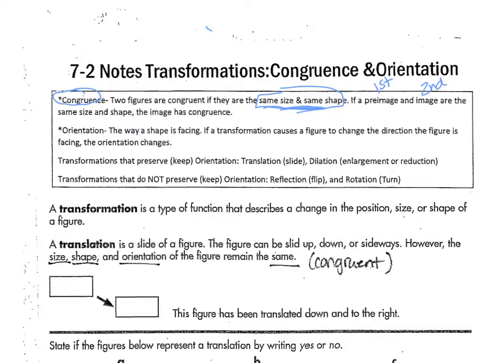So the only transformation we've talked about so far is dilation, and dilation is the only transformation that does not preserve congruence. So the size changes. That's what dilation means.